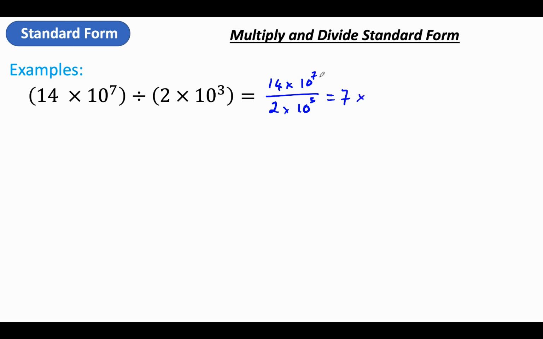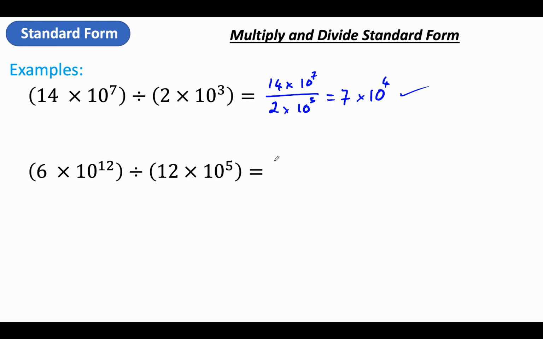And then we look at the powers. And because we're dividing, our index laws, remember, say that we take away the powers. So we do 7, take away 3, leaves 4. So it's 7 times 10 to the power of 4. So you divide the decimal parts first, and then you subtract your powers. The first one, take away the second one. Is it in standard form? Always check. Yes, it is, because there's only one digit there. So we're done. Let's try another one.